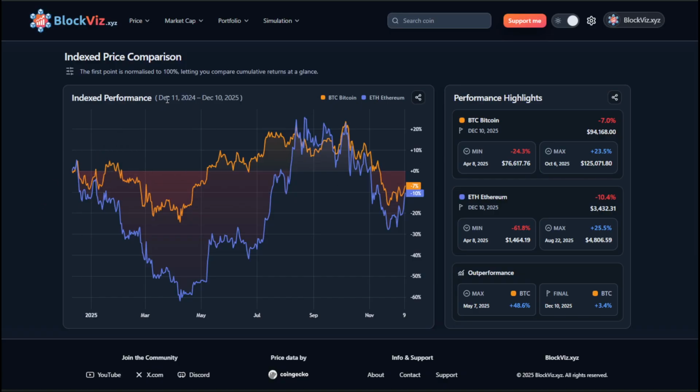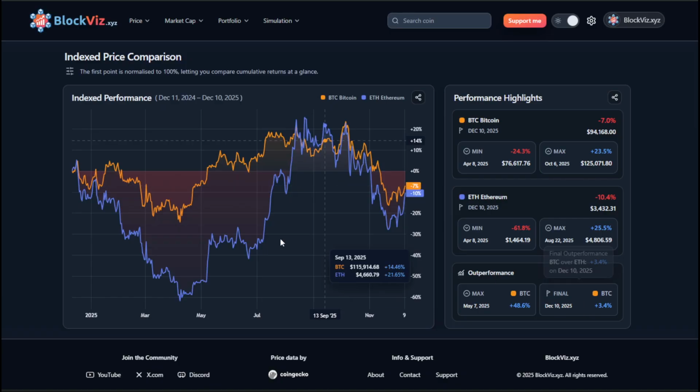And here right now we are looking at the year-over-year comparison from today to 1 year ago. And we can basically see, okay, Bitcoin, especially in the first half of the year, massively outperformed Ethereum. And you can see also the maximum outperformance here was on the 7th of May, where it was almost 50% stronger than Ethereum. And in the end, who performed better? It was still Bitcoin, but just 3.5% outperformance, not that much compared to Ethereum.